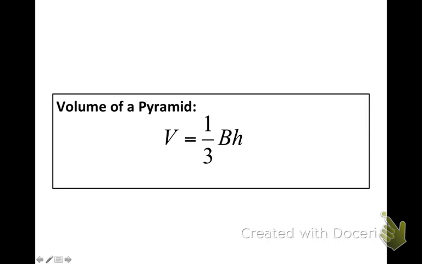For a pyramid, you just take the volume of a prism and cut it into thirds. So it's 1/3 the area of your base times your height. I would transfer that onto your index card. On your calculator, all you really need to do is hit 1 divide 3 times the base times the height. So you don't have to really worry about the fraction part.